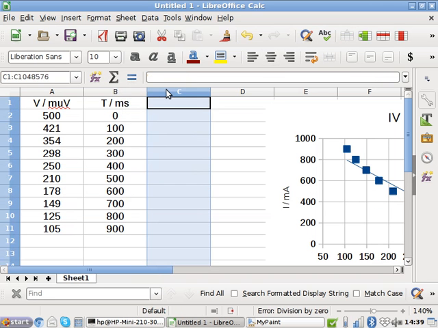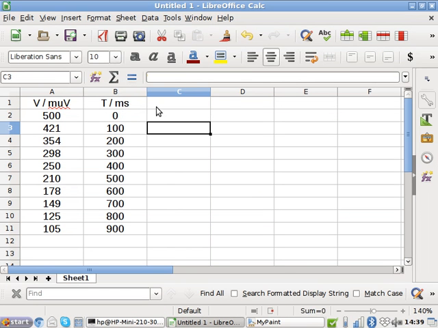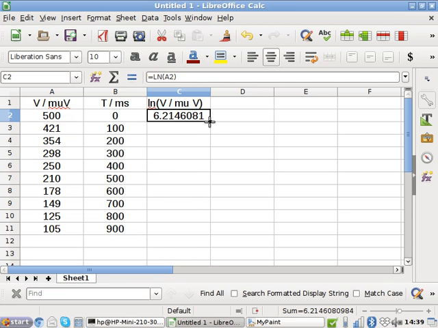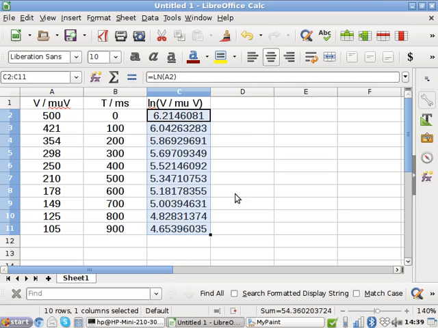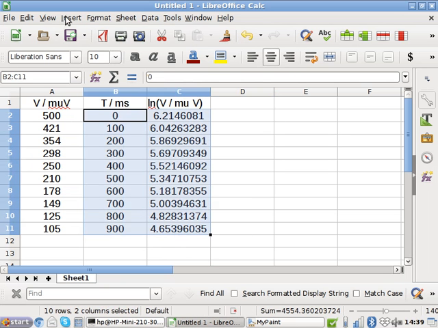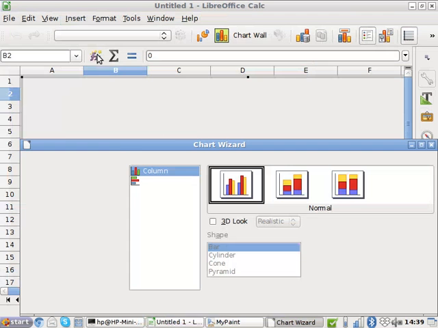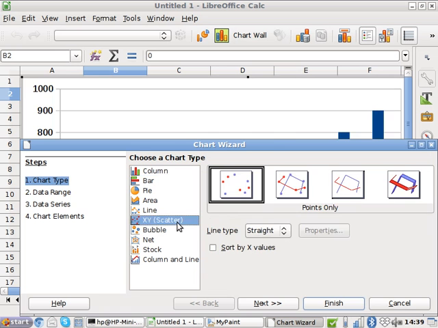Now, we don't graph this, obviously. If you remember the lesson, we can keep the time, but what we should instead use is the log of the voltage. So I take the log of this, and then graph the time in milliseconds against the log voltage in microvolts. Insert chart, scatter, very good, you're learning.